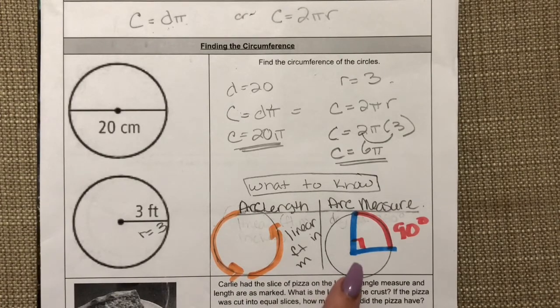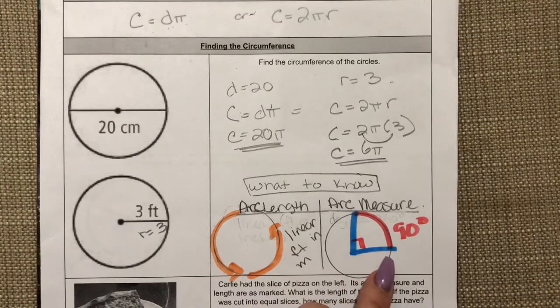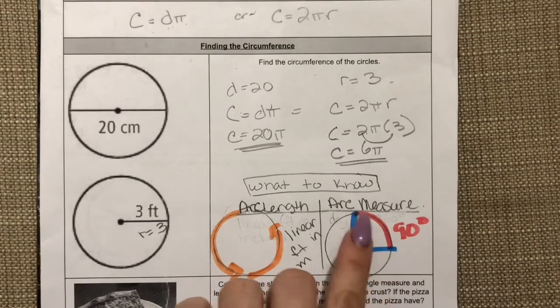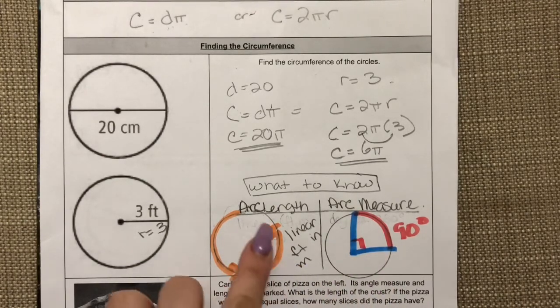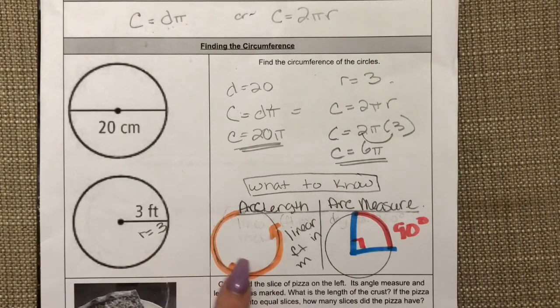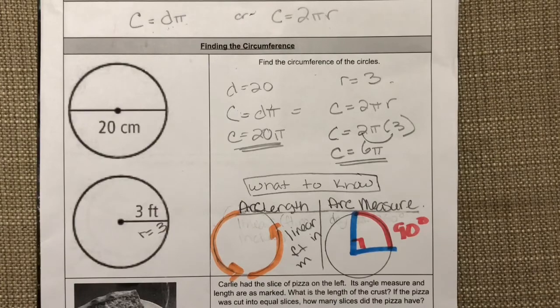Now, the whole circle we know is 360, so that means that we can always find portions of the circle because we know the total is 360. Just like we know the total distance around is the circumference, and the arc length is a piece of that circumference.